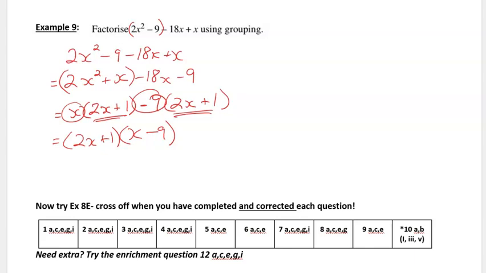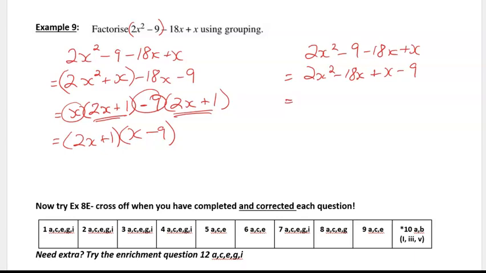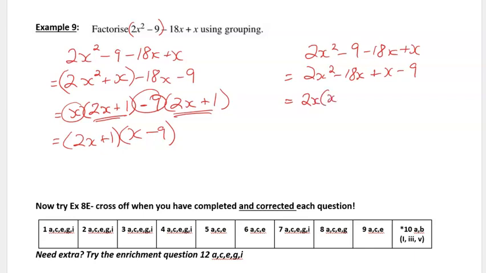Another way that you can do it, if you are in the mood, let's try and do it with our original 2x squared minus 9 minus 18x plus x, but let's put it in the order of 2x squared minus 18x, so there will be a common factor in there, plus x minus 9. A little trickier this way, but it still works. So out of this one, what is a common factor? I can actually take 2x out of this, can I? And that'll leave me with an x minus 9.